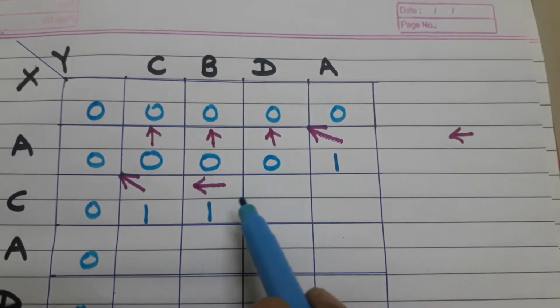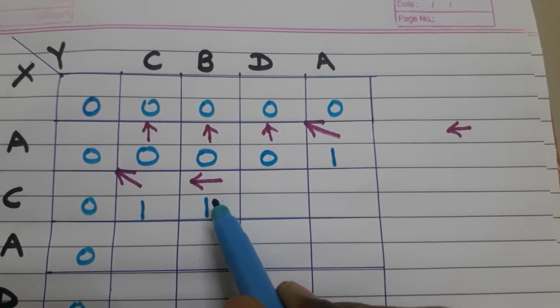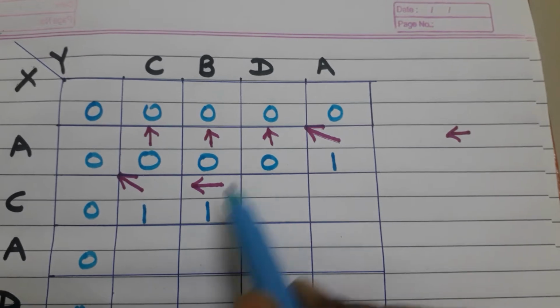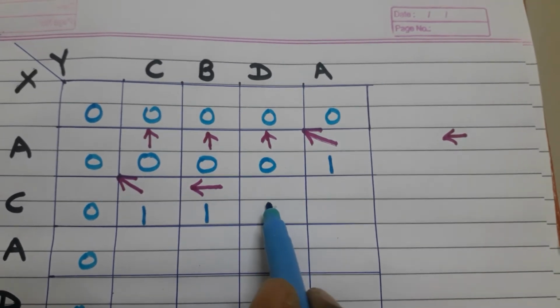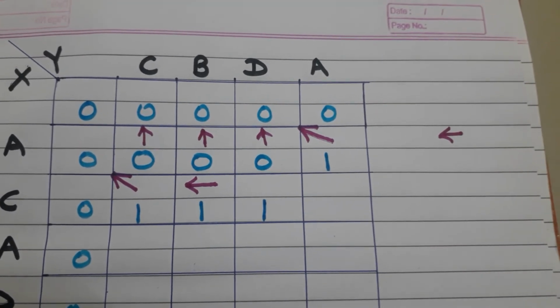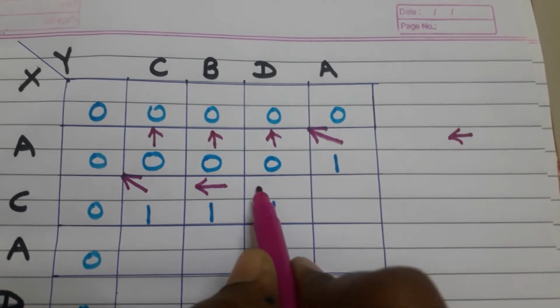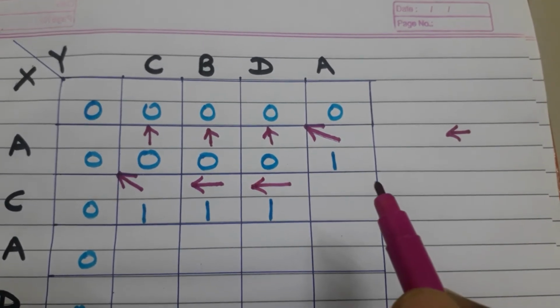So therefore we will take the maximum value here, 1 and 0. From this the maximum value is 1. So this 1 comes from this side, so therefore our arrow will be like this.